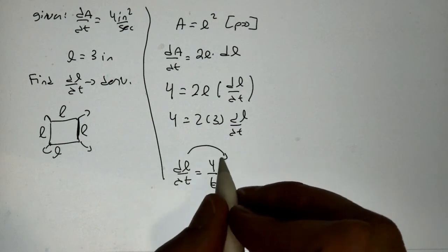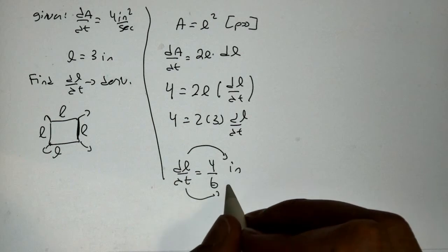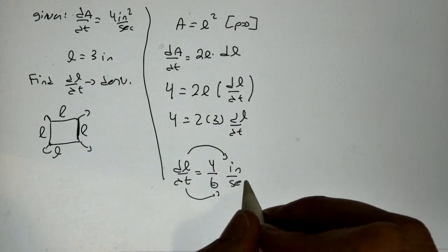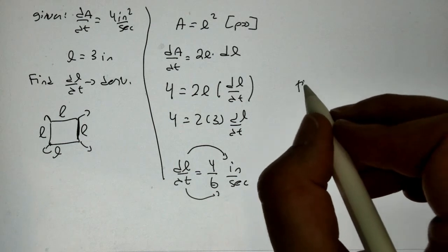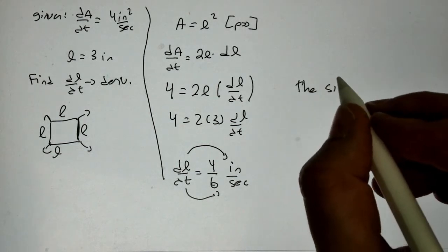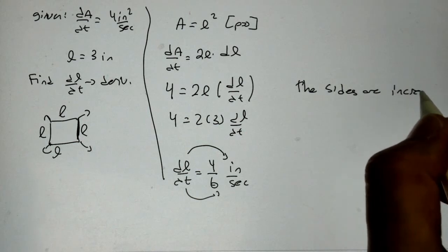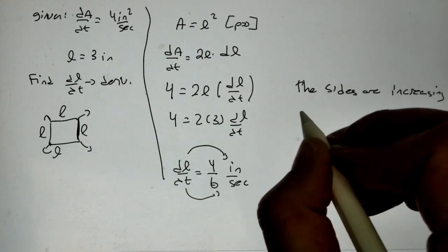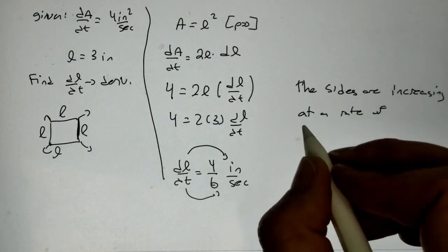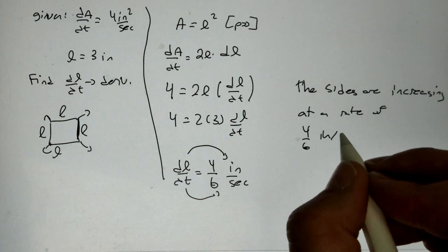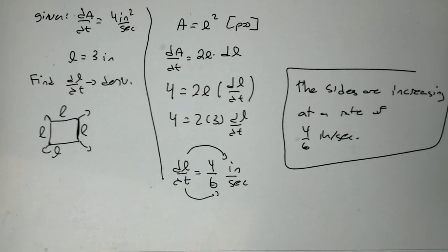Well, what are we measuring L in? L is going to be in inches. Time here is measured in seconds. So we can say that the length of the sides are increasing, spell it out, at a rate of 4 over 6 inches per second. And there's your answer. Very easy to do.